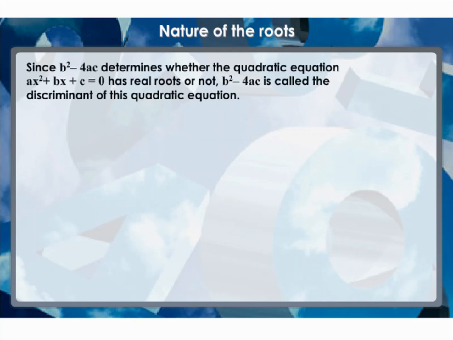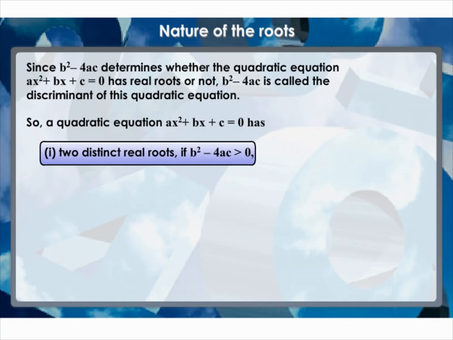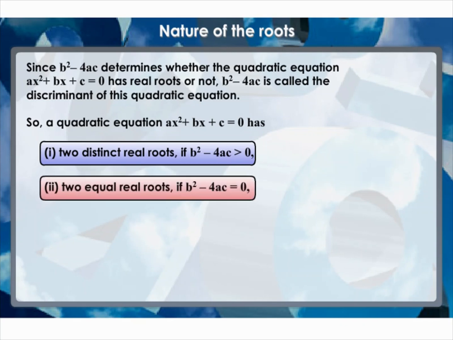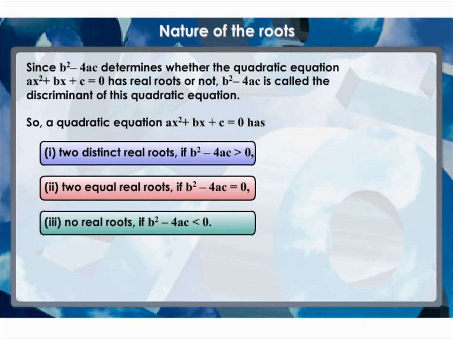Since b square minus 4ac determines whether the quadratic equation ax square plus bx plus c equal to 0 has real roots or not, b square minus 4ac is called the discriminant of this quadratic equation. So, a quadratic equation ax square plus bx plus c equal to 0 has 1. Two distinct real roots if b square minus 4ac is greater than 0. 2. Two equal real roots if b square minus 4ac is equal to 0. 3. No real roots if b square minus 4ac is less than 0.